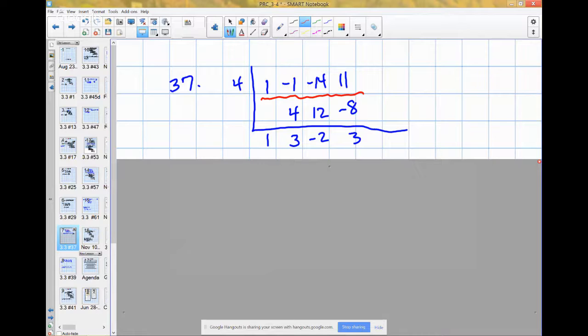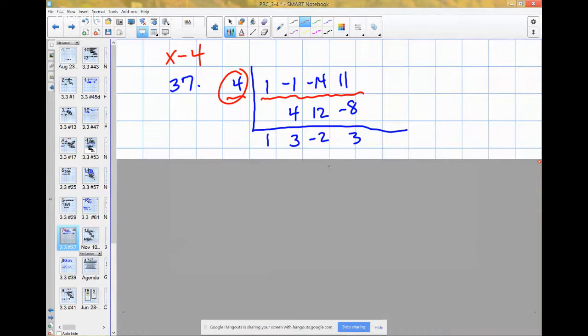And then on the right, it said x minus k. Well, in this case, it's x minus 4. So I'm really dividing by x minus 4. And like I taught you yesterday, x minus 4, what value of x will make that 0? 4. So that's why I have a 4 in that position. Okay, so anyway, I carried out the synthetic division.